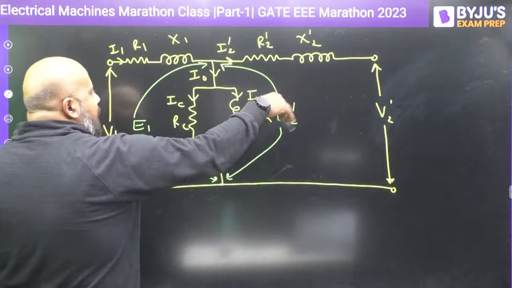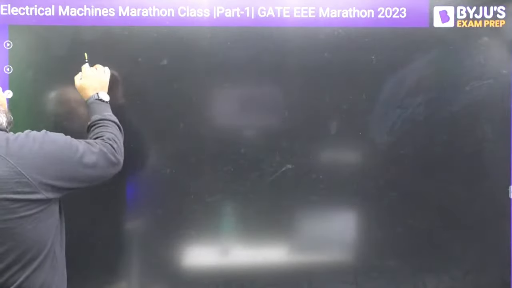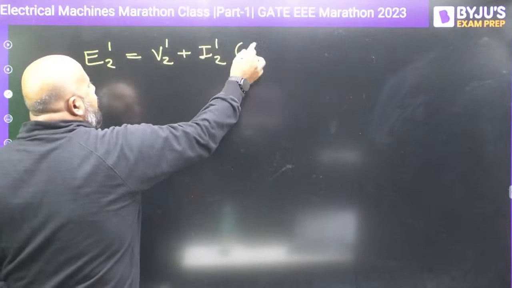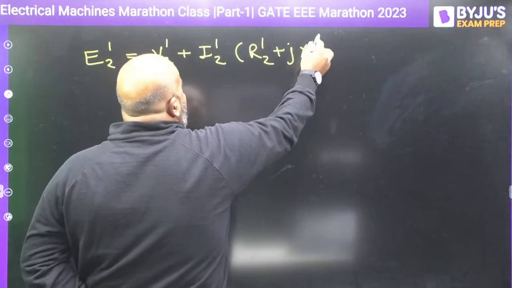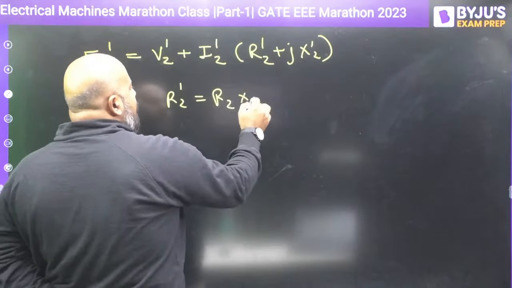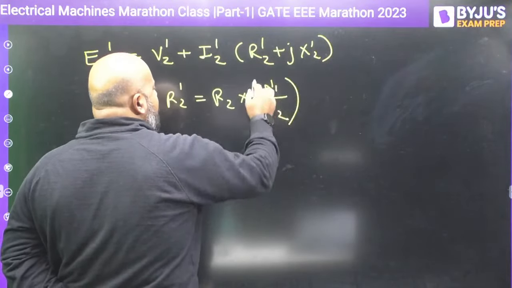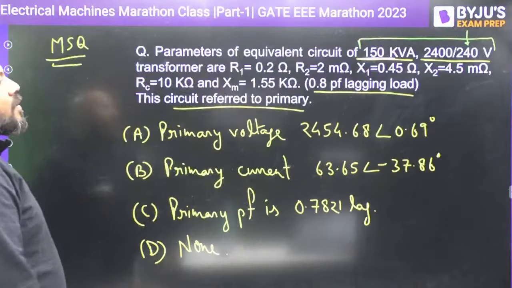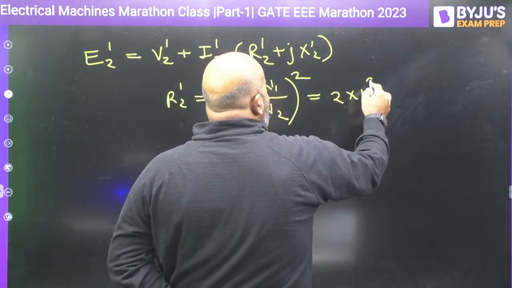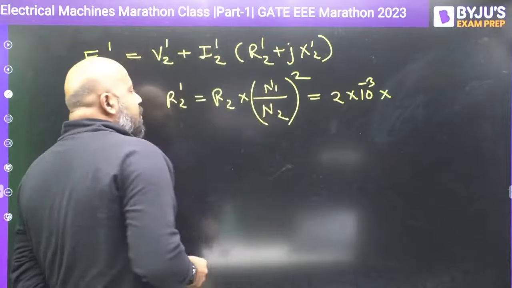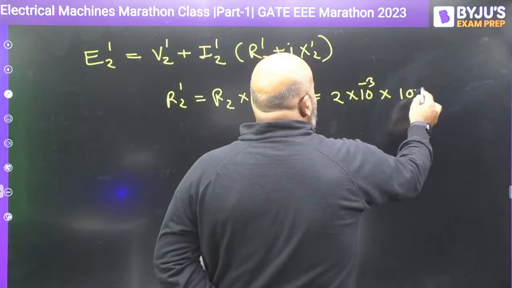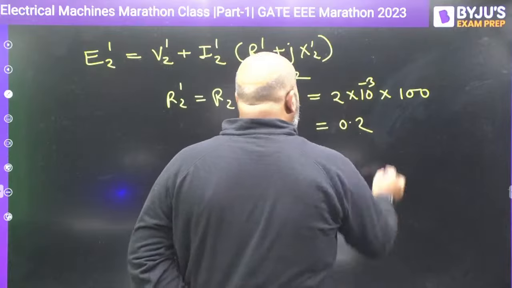Now by using this circuit, can I write E2 dash, writing the KVL equation? E2 dash is going to be V2 dash plus I2 dash times R2 dash plus jX2 dash. Now what is R2 dash? R2 dash is R2 times N1 upon N2 whole square. R2 is given as 2 milliohms. N1 to N2 is 2400 upon 240, that is 10. So 10 square is 100. So it is going to be 0.2 ohms.